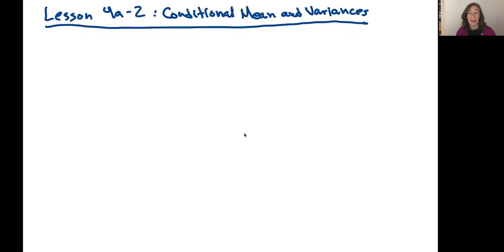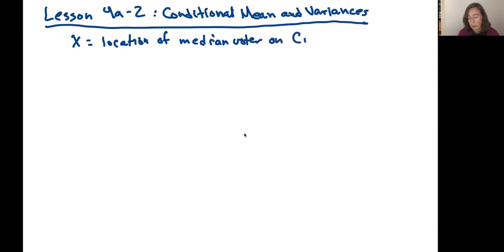So let's go ahead and bring those conditional probability ideas to a story with random variables and calculate some conditional means and variances. The random variable in the example that we're going to use in this lesson and the next few, we're going to call it X. Random variable X is the location of the median voter on city council post-election.